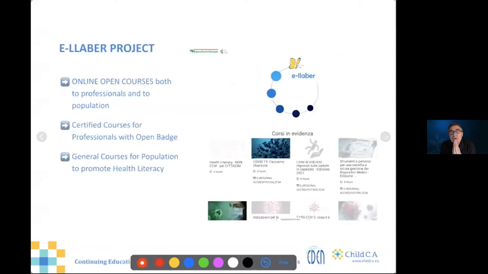A few words on each of them. The Labor project is a project issued by the Emilia-Romagna region that offers open and free courses to both professionals and citizens. Certified courses are offered to professionals with the release of an open badge at the end of the course, as Giambattista said before, while general courses to promote health literacy are offered to citizens. So it's really open to both communities, professionals and citizens.